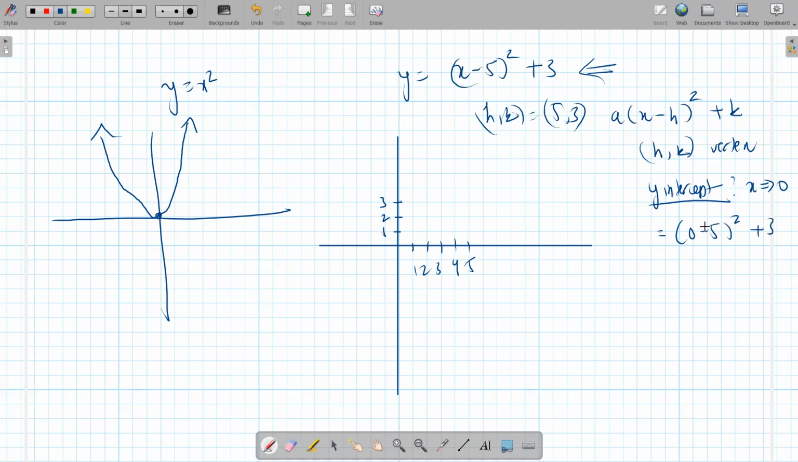And this is negative 5. Negative 5 squared is positive 25 plus 3. So the y-intercept is 28, yeah? This is just to make this more accurate. So the vertex is right here, 5, 3.